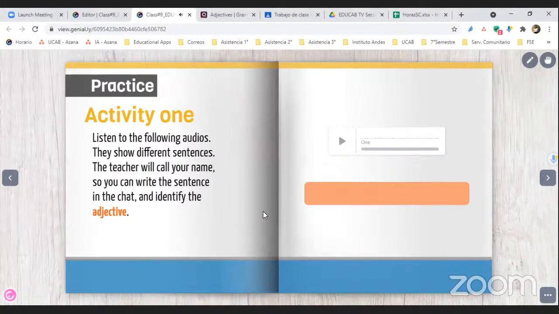Okay, so there it is, the sentence. Do you want me to replay the audio or can you write the sentence? I didn't hear anything. You couldn't hear anything? Okay, let me check again because I was sharing the audio, but maybe it couldn't be heard well. Let me see. I hear it perfect.